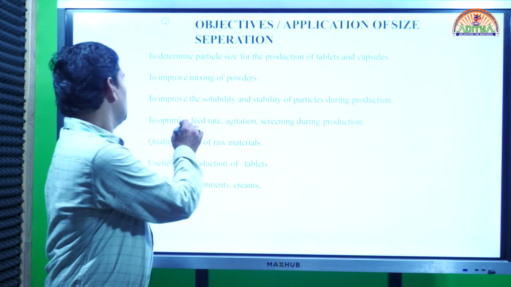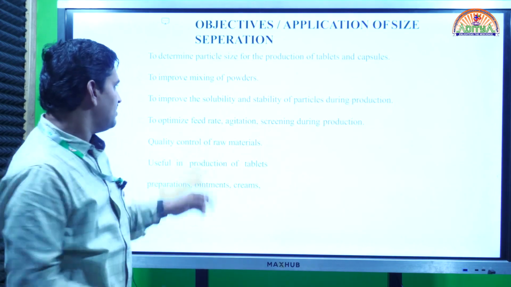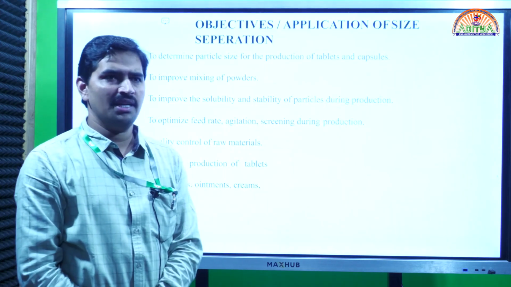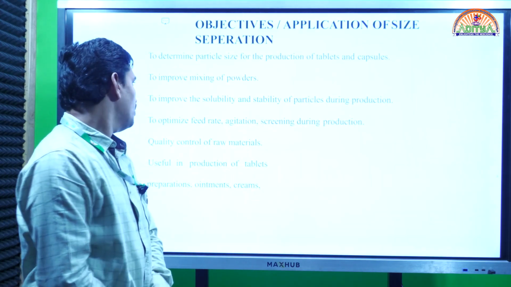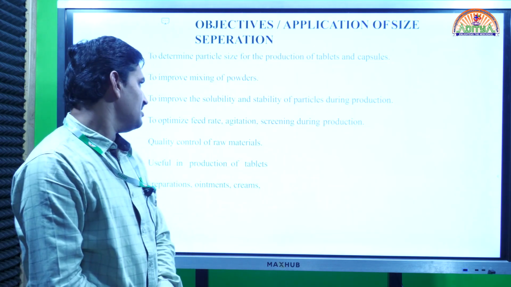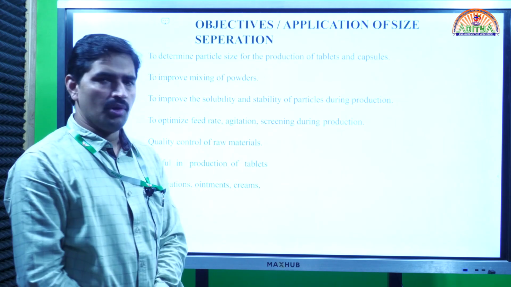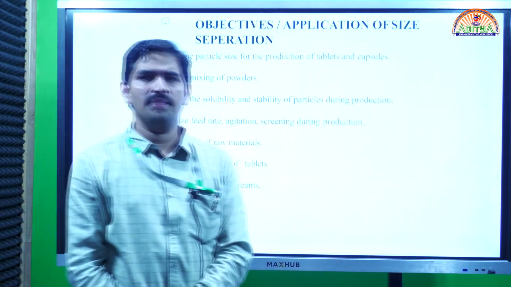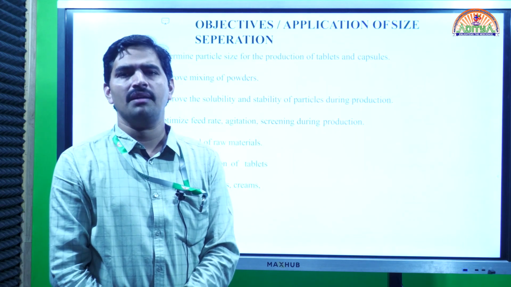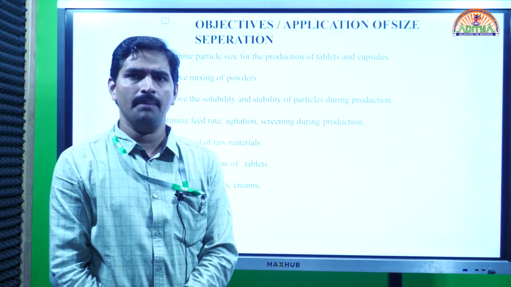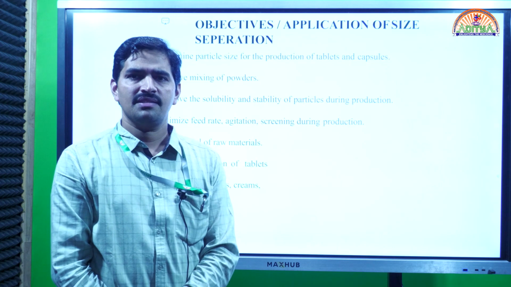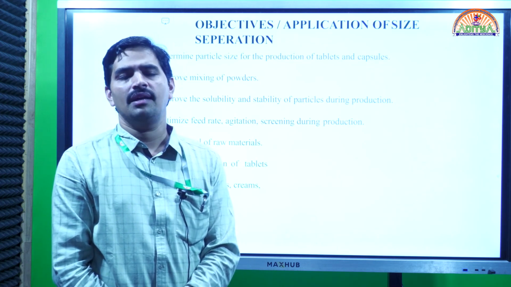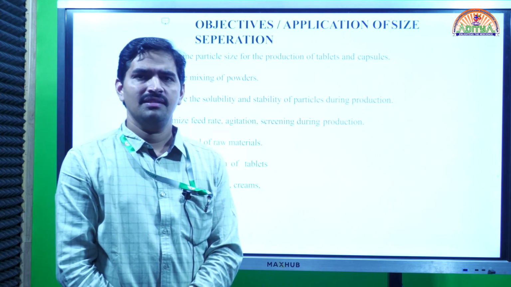Coming to the next one, to optimize the feed rate, agitation, and screening during production. Ultimately, based upon the particle size only, we can provide all these parameters to get good production of a product. Coming to the next one, for the quality control of raw material. As we discussed, there are so many parameters in which particle size plays a very important role. With the help of the size separation process, we do the quality control for the raw materials.